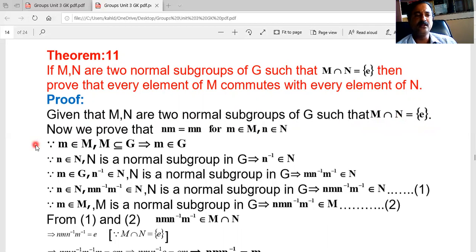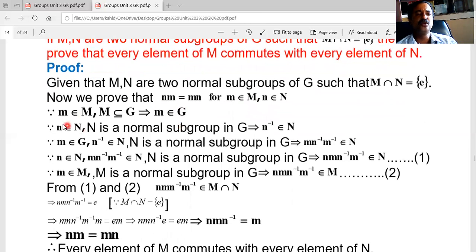Okay, right. Now we want to prove that nm is equal to mn, where small m belongs to capital M and small n belongs to capital N. That means small m is an element of capital M and small n is an element of capital N. The commutative law must be satisfied between these two elements, that is mn is equal to nm. We want to prove like this.